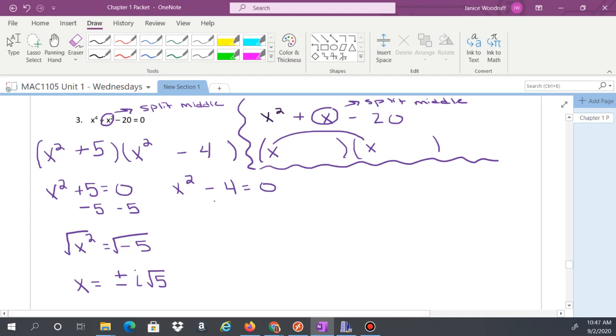And then the second one, I'm going to add 4 to both sides. I'm going to get x squared equals 4, and then I'm going to take the square root of 4. So what's the square root of 4? 2, but it's plus or minus 2. Remember, you started with 4, x to the fourth. That's how many answers there's going to be. So there's 4 solutions here.